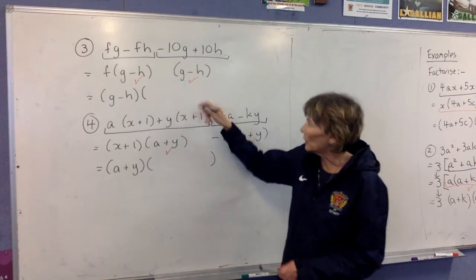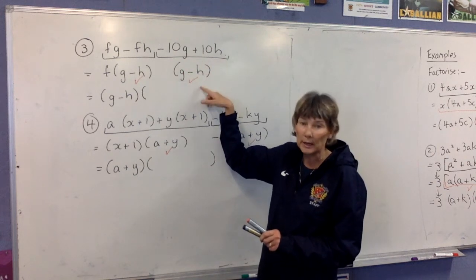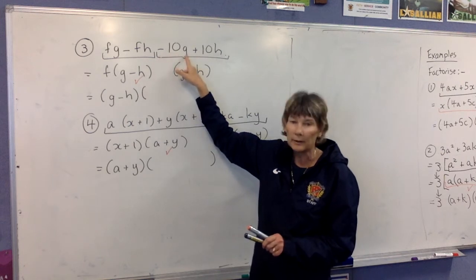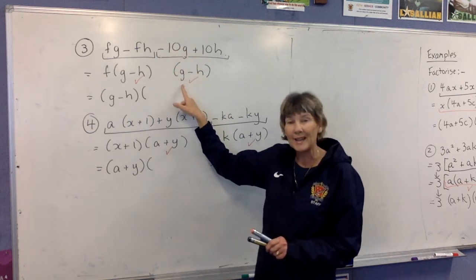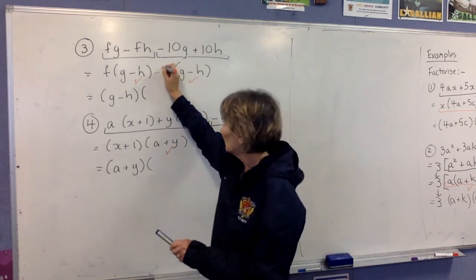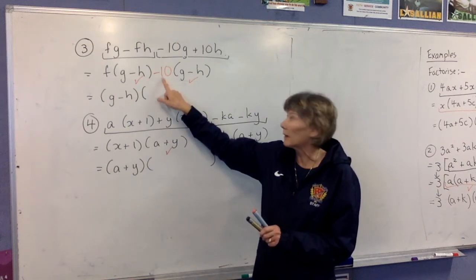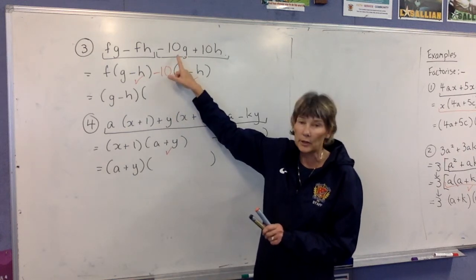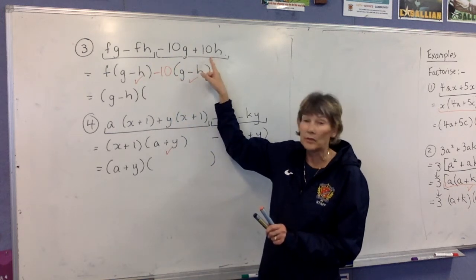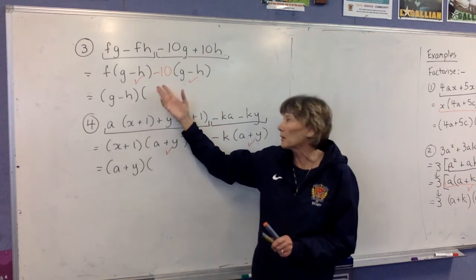So now let's have a think about it. If we are going to have a G minus H here, you've got to think, well, what have I got to take out of the minus 10G to have a G here? It would be minus 10 that you're taking out. Now we'll just check that actually works okay. So if I expand this, I'm going to get minus 10 times G is minus 10G. Minus 10 times minus H gives you positive 10H. So it works okay.